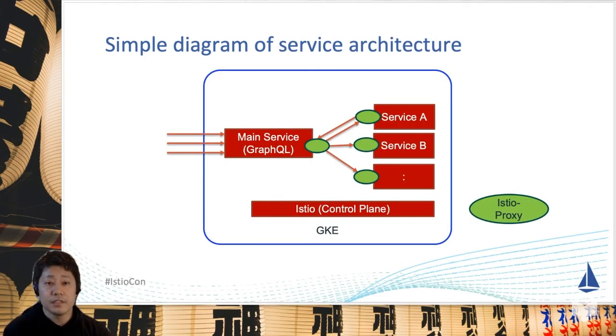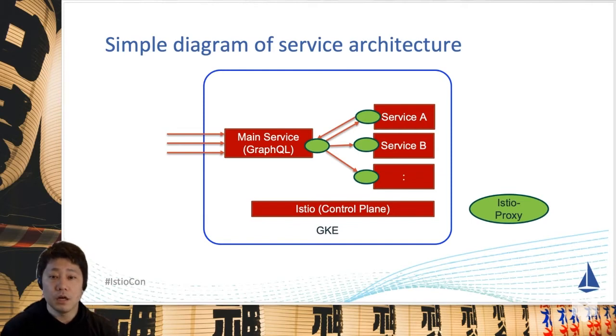First of all, here is a simple system diagram to help you understand our system's outline. Main service and each microservices were combined to configure the backend on GKE with Istio installed. Main service uses GraphQL. Main service receives a user's request and calls each microservices, but there are some places where some microservices call main service.